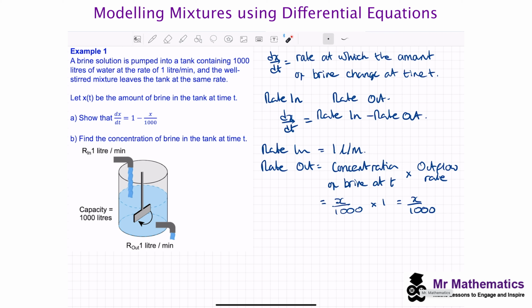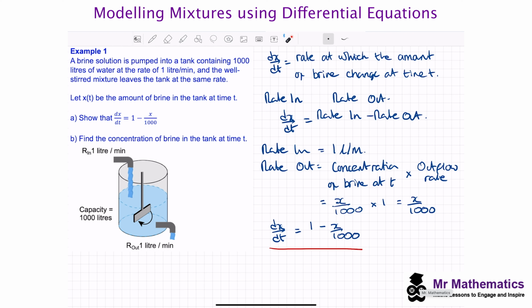So now we have the outflow and the inflow. We can say dx by dt, the overall rate of change, will be the rate at which it is coming in minus the rate at which it is leaving. And this is the differential equation we were asked to find. Okay?